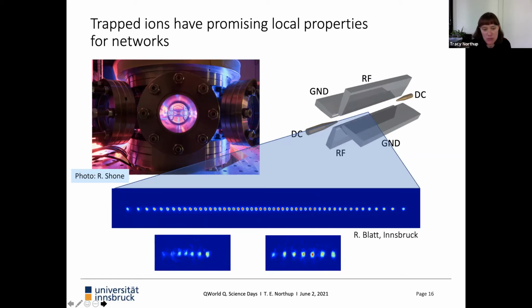This is a picture from Rainer Blatt's group where they've worked with these beautiful long strings of ions. The work that I'm going to tell you about today is with just a couple of ions, but certainly the fact that you can use these long strings, not only trap so many ions, but also individually manipulate them with lasers or microwaves and store information there for long times, is really one of the strengths for computing platforms.